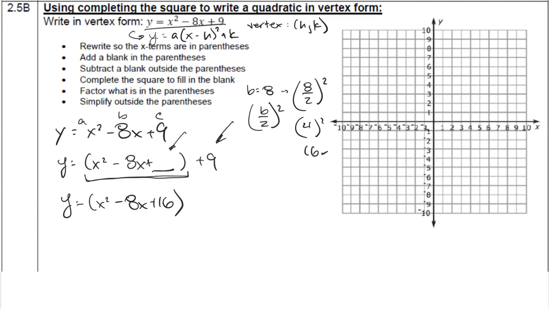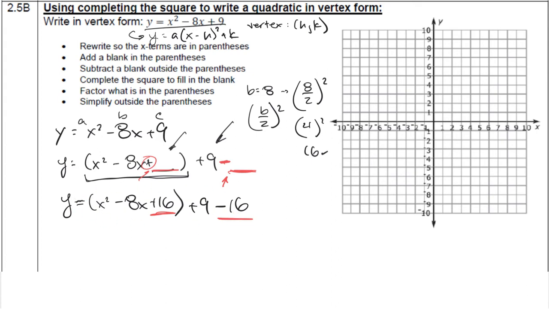But hold on a minute. I just added 16 here, so now I have a different equation. What I need to do is add and subtract it out here. So if I add a blank space here, I'm going to subtract a blank space here. So plus 9 minus 16. And now I have balance. I've done the opposite thing on the right side of the equation. I added 16 and then I immediately took it away. So the value of my entire equation does not change.